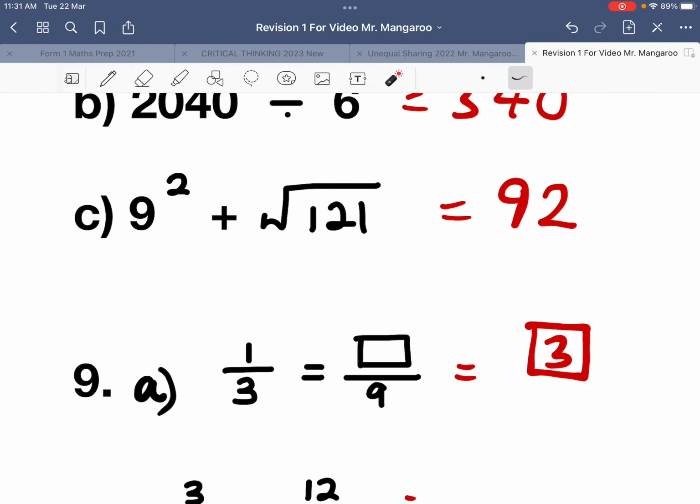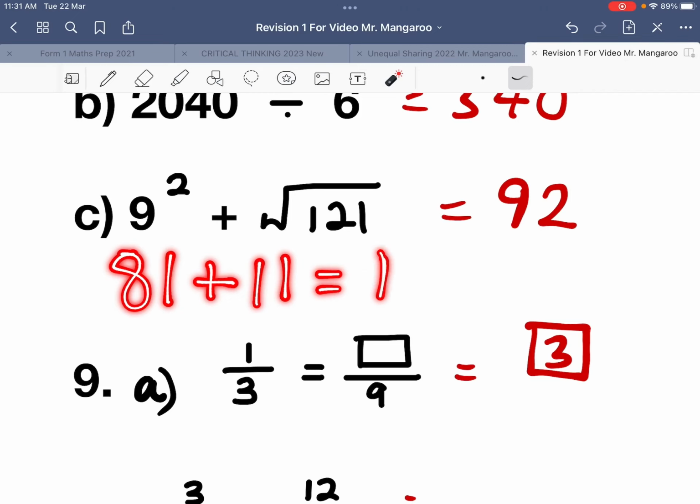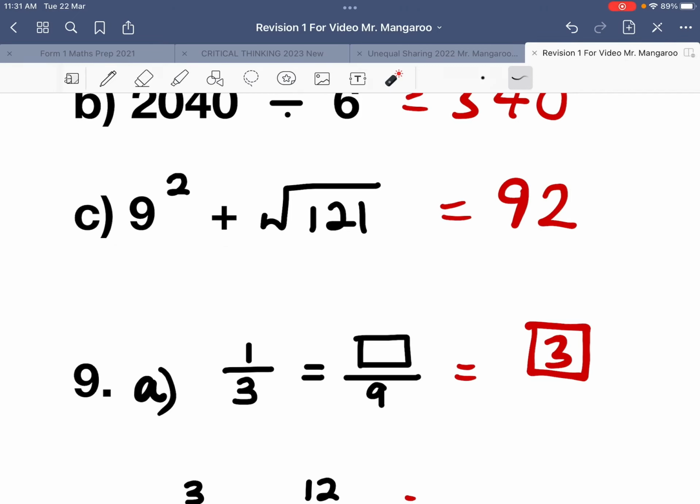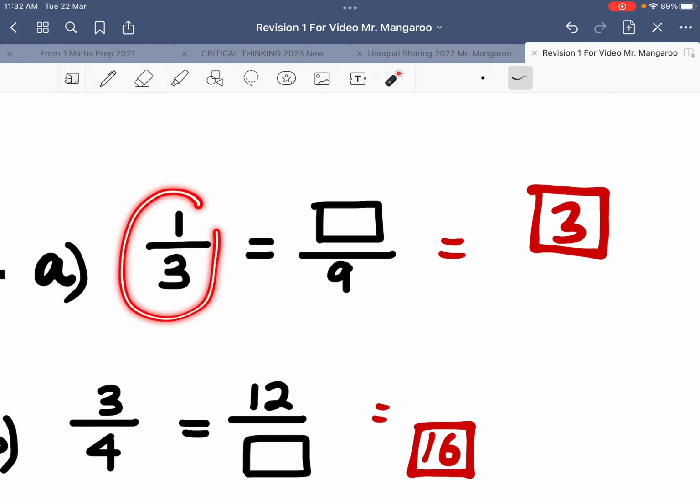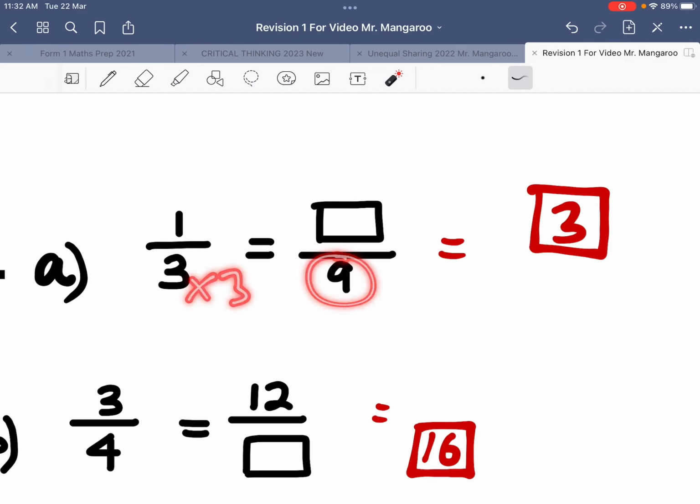C. We know 9 squared is 81, and we know that the square root of 121 is 11. So when we add this together, we get 92. 9a. 1/3 is equivalent to some numerator over 9. So we multiply 3 by 3 to get 9. So we must multiply 1 by 3 to get 3. So 1/3 is equal to 3 9ths.